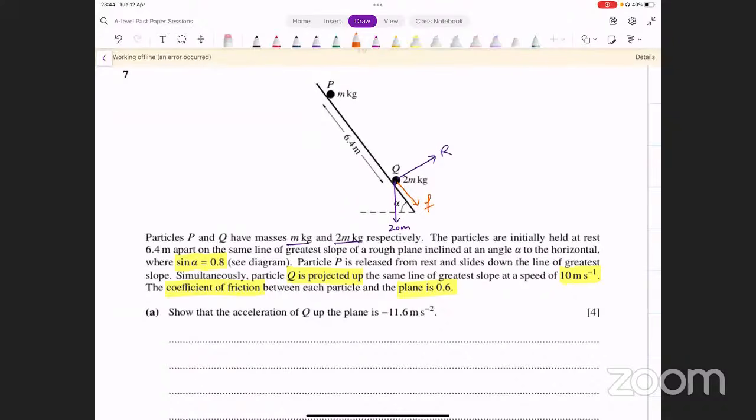ठीक है? Now remember कि आपके object move कर रहे हैं. जब move कर रहे होते हैं object, we know कि friction अपनी maximum value पे होती है, F equals mu R in this case. So these are the forces that are acting on Q. There are no other forces. यही आपके पास forces हैं sir.